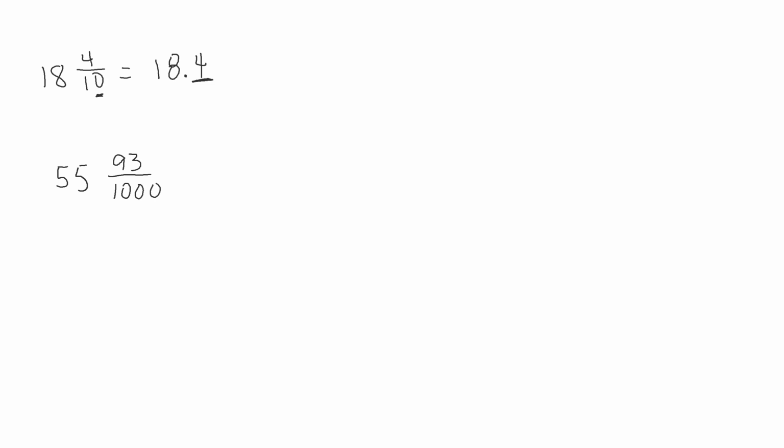What about 55 and 93 thousandths? Well, it's a mixed number. So the whole number is going to be what goes in front of the decimal, and then the fraction is going to be converted to a decimal after the decimal point. 1,000 has 3 zeros, so I'm going to have 3 decimal places, and this numerator goes at the end. So I get 55 and 93 thousandths, or 55.093.